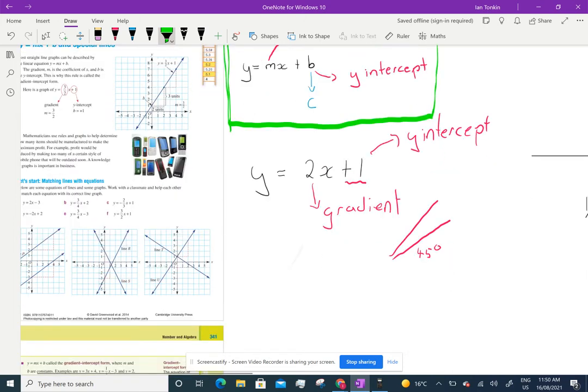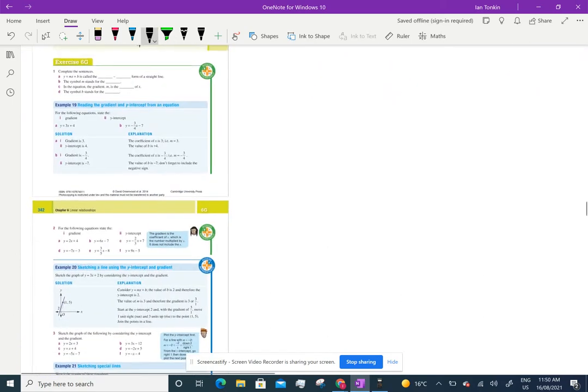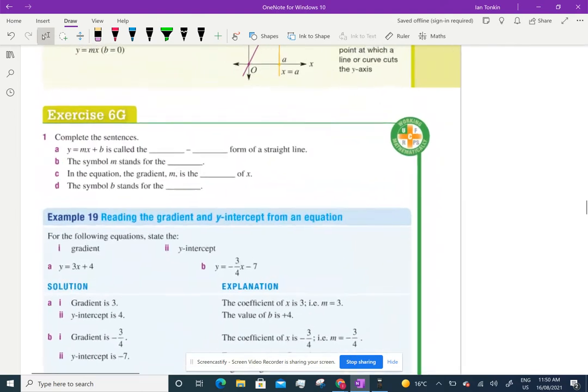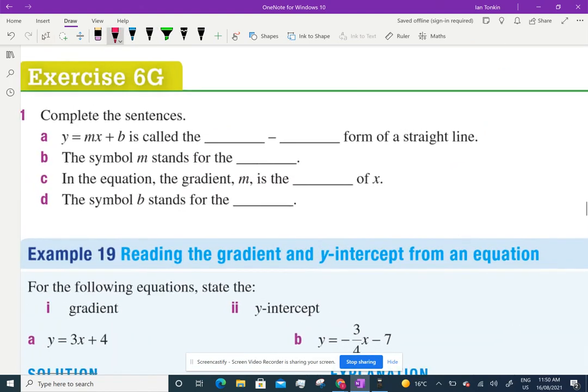All right, so let's have a look at these. Question 1. y equals mx plus b. Well, that is pretty easy. It's called the gradient intercept form of a straight line. The symbol m stands for the gradient.